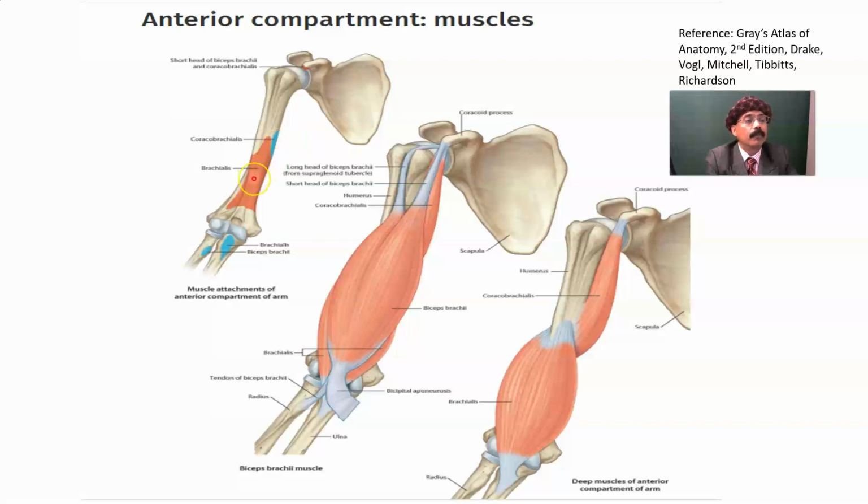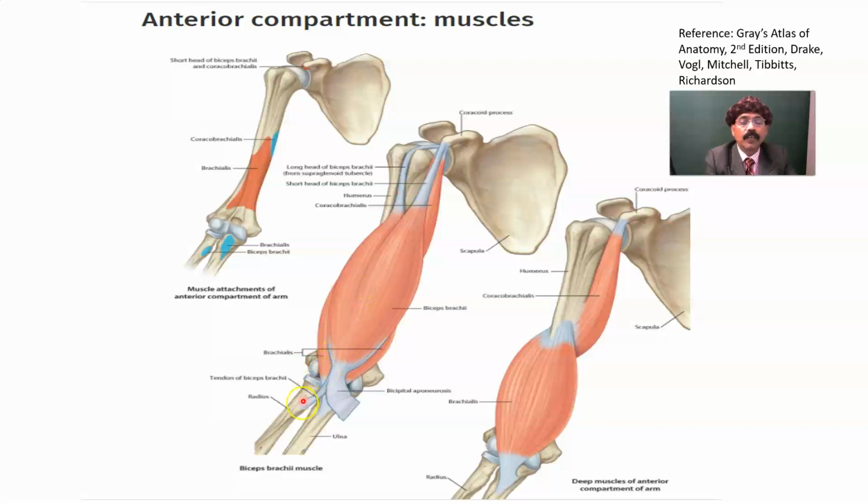Brachialis has dual nerve supply. It is innervated by the musculocutaneous nerve coming from the lateral cord of brachial plexus, and also it is getting innervation from the radial nerve. Brachialis is covered by the biceps brachii. Biceps brachii has two heads. The short head comes from the tip of the coracoid process. Long head comes from the supraglenoid tubercle of the scapula, and biceps brachii is covering the brachialis. It is also innervated by the musculocutaneous nerve.